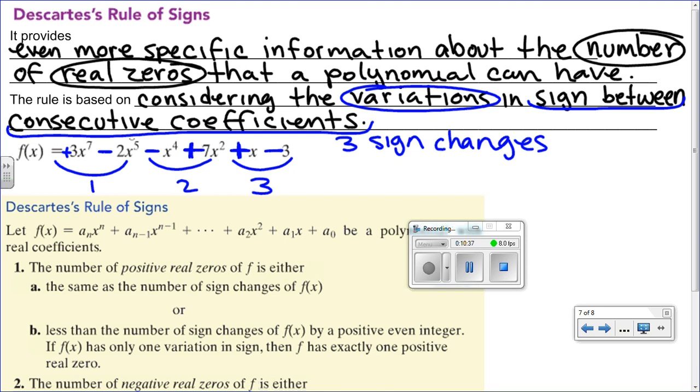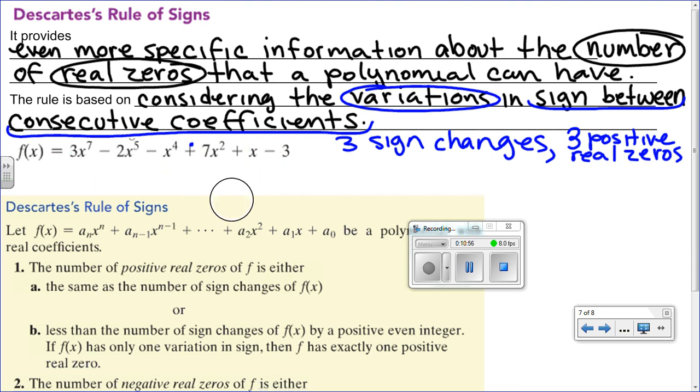So what that means is that we could have 3 positive real zeros. Now, that is just a possibility. It's not for sure that that's the case. Now, how can we find out about the negative real zeros? So we will have to find f of negative x, which I know you guys love to do. And so you substitute every x with a negative x inside parentheses.